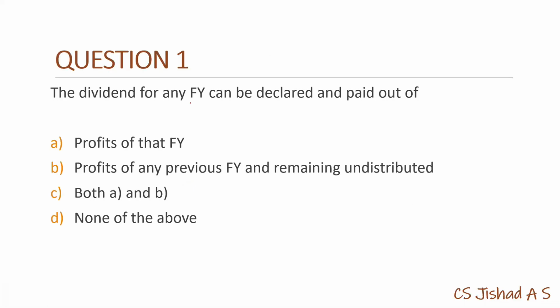Dividend for any financial year can be declared and paid out of profits of that financial year, profits of any previous financial year and remaining undistributed, both A and B, none of the above. This question is related to section 123 of the Companies Act. It is clearly specified in 123 that you can declare dividend out of profits of that financial year and any profit of previous financial year which is remaining undistributed. So we have these two sources. The answer will be option C.